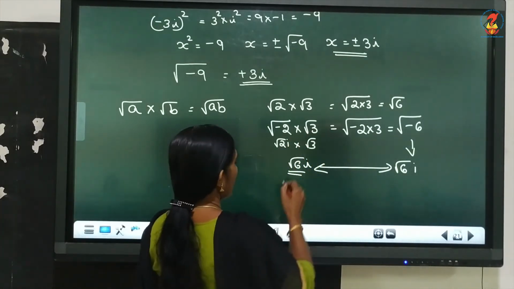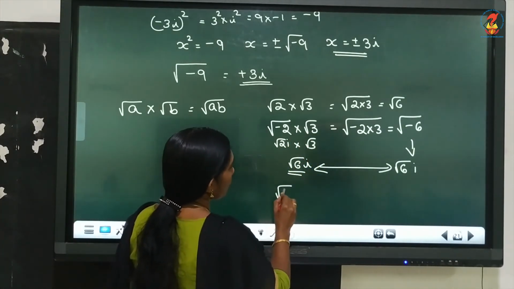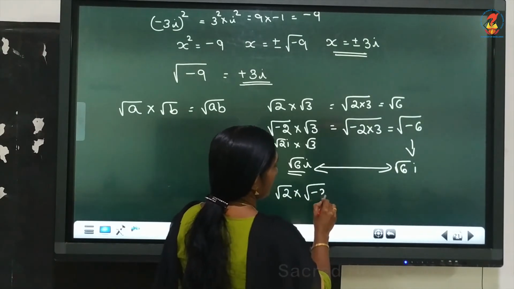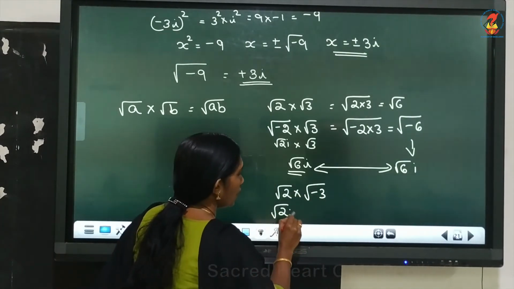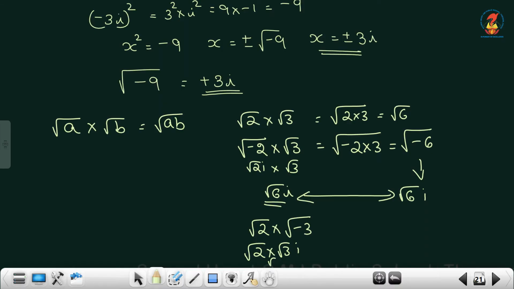That is, if one number is negative, then also this result is true. If 3 is negative, what happened? Look, root 2 into root of minus 3. That is root 2 into root 3i. That's equal to root 6i. Then if we combine and write like this, that is root of 2 into minus 3, that is root of minus 6, that is same as root 6i. So both are equal. Here first I took both positive numbers, then I took one of the numbers negative. Then also this result is true.